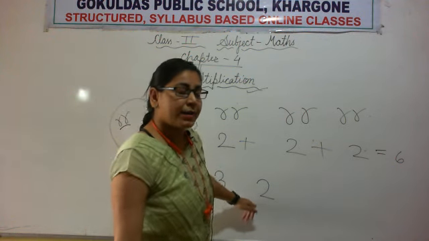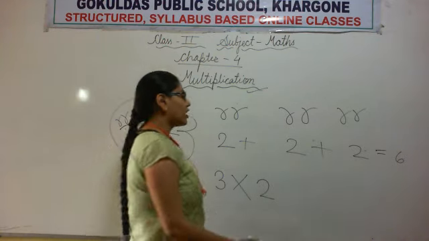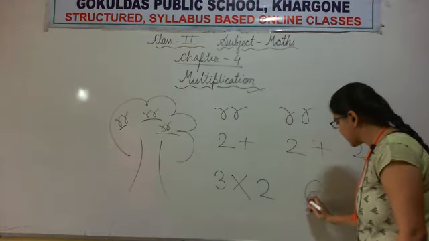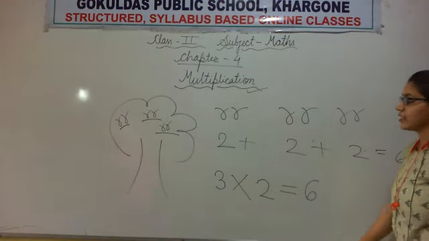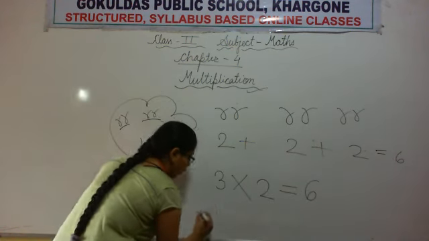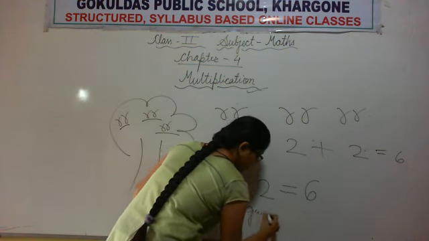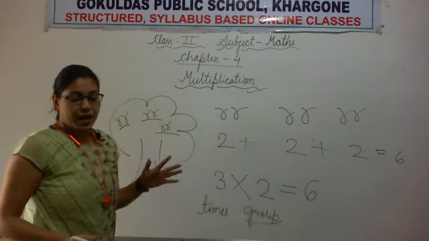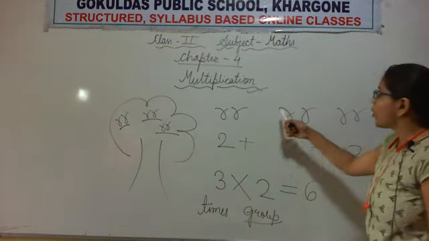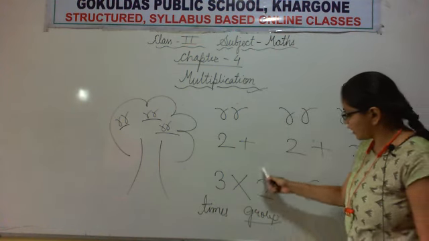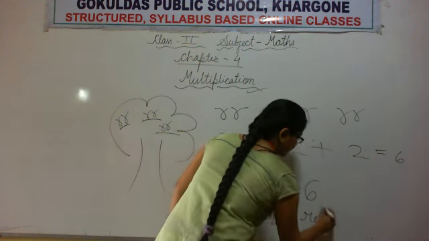Now, what sign do we use for multiplication? This into sign, this cross sign. And what is our result? Our result is 6. So 3 into 2 is equal to 6. Here this number is showing the number of times. This is representing the group. The quantity, the numbers in each group. See how many birds in each group? 2 birds in each group. So this is representing the number in the group, and this is our result.